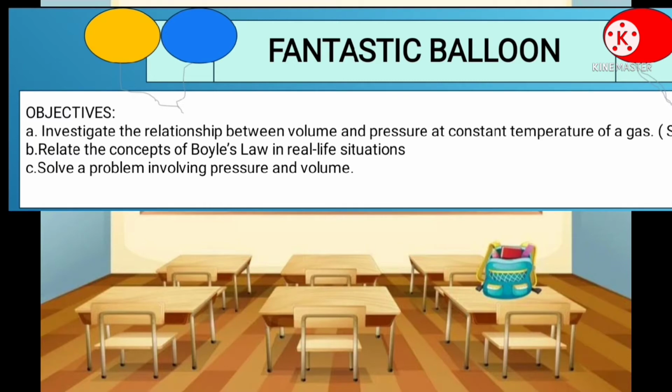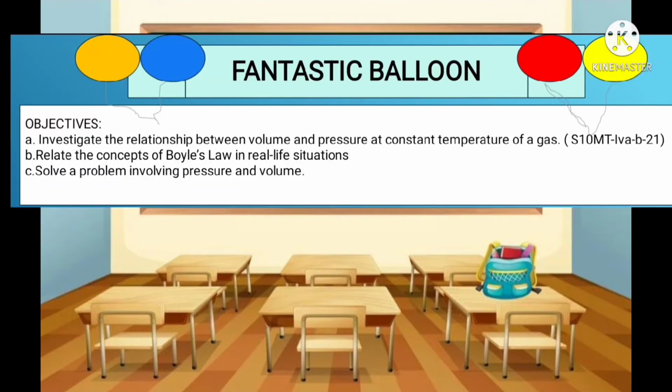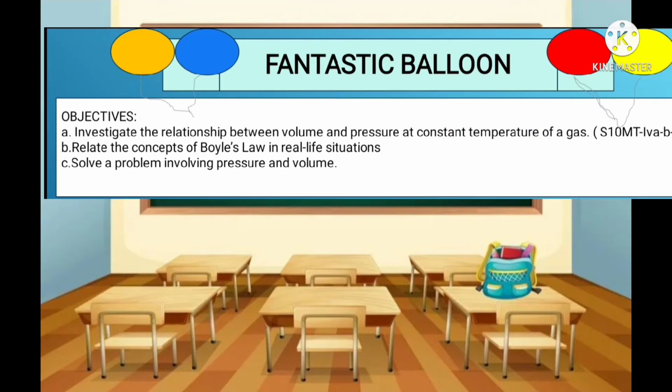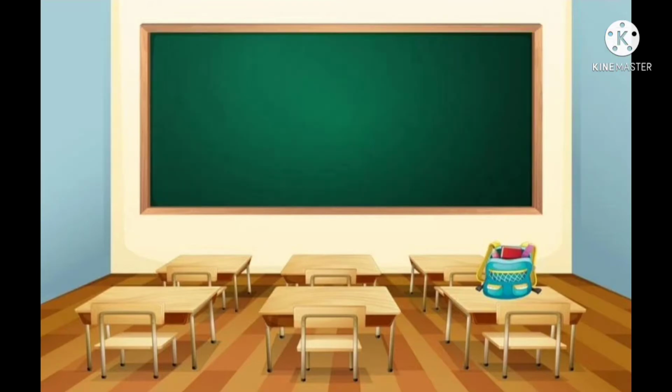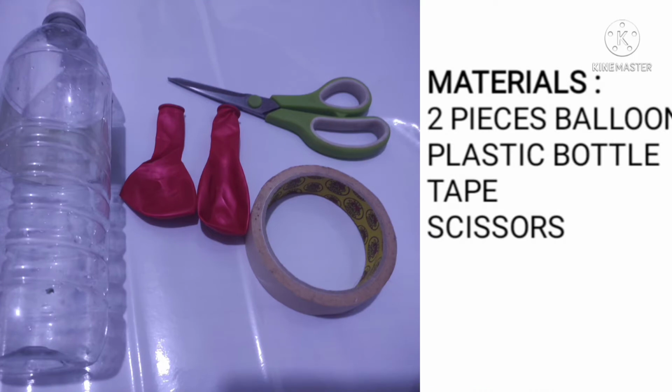What are the objectives of this activity? First is to investigate the relationship between pressure and volume at constant temperature. Second, relate the concept of Boyle's law in real-life situations. The last one, solve a problem involving pressure and volume. For the materials needed, we have 2 pieces of balloon, plastic bottle, tape, and scissors.